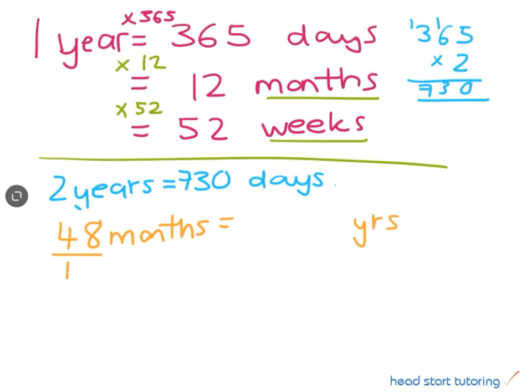If we are asked to work out what 48 months is in years, what we need to do is divide 48 by 12, and we will get our answer in years. So 48 divided by 12 is 4. And the reason we do that is because when we are going the opposite way, from months to years, we will be dividing by 12. When we are going from days to years, we will be dividing by 365. When we are going from weeks to years, we will also be dividing, and we'll be dividing by 52.